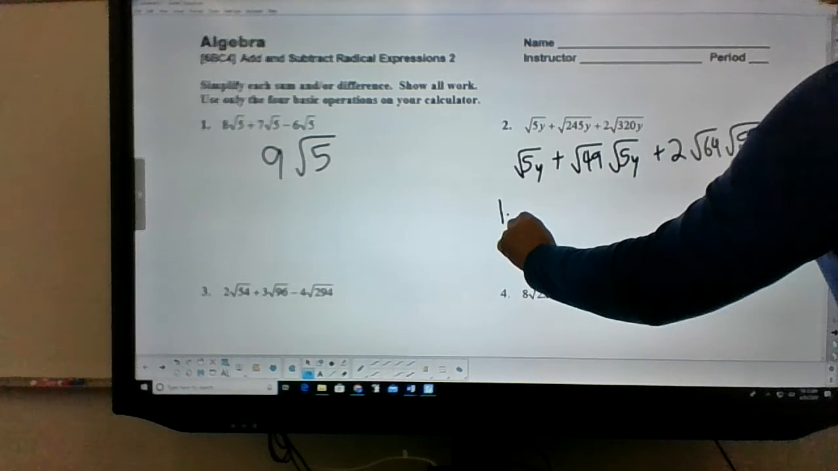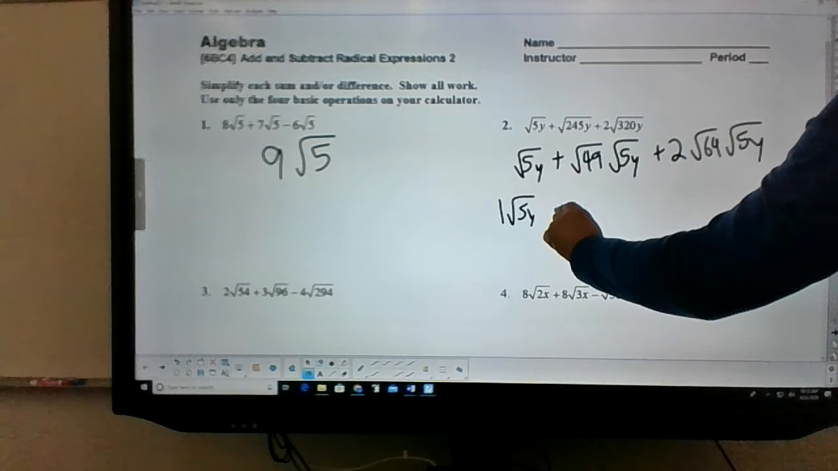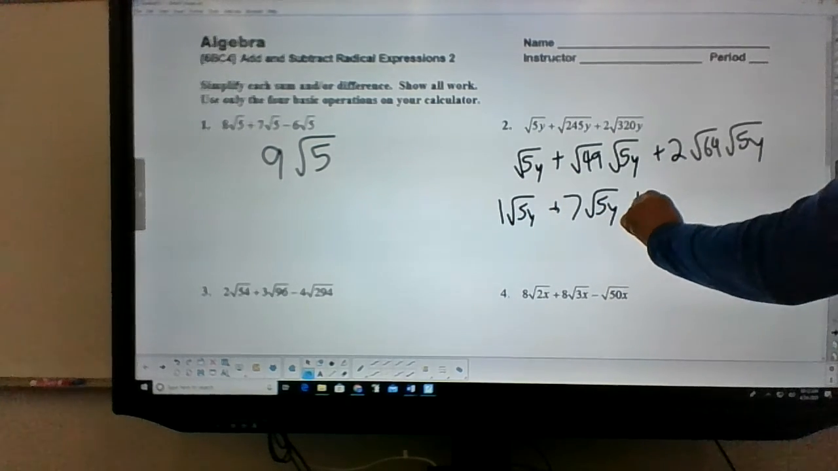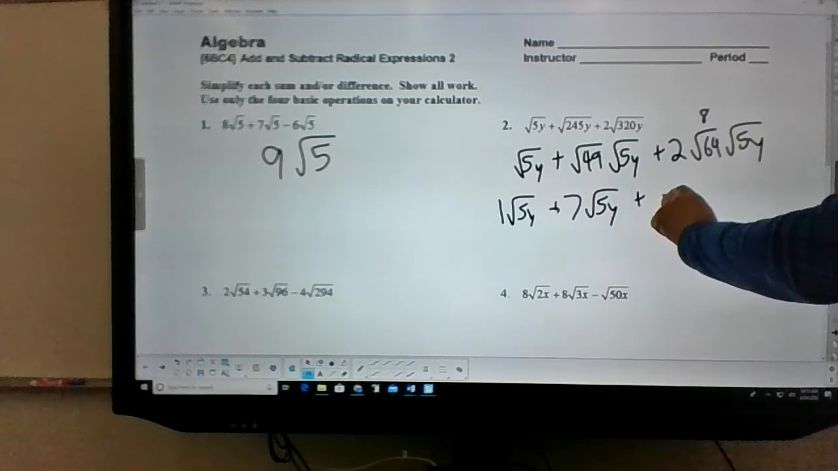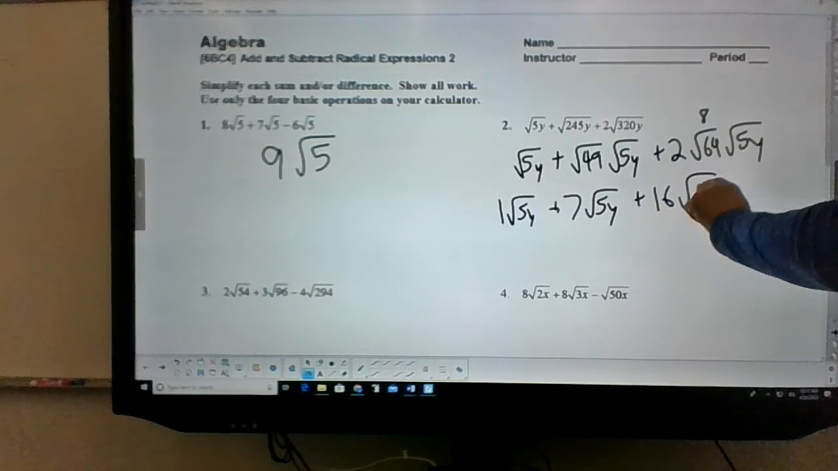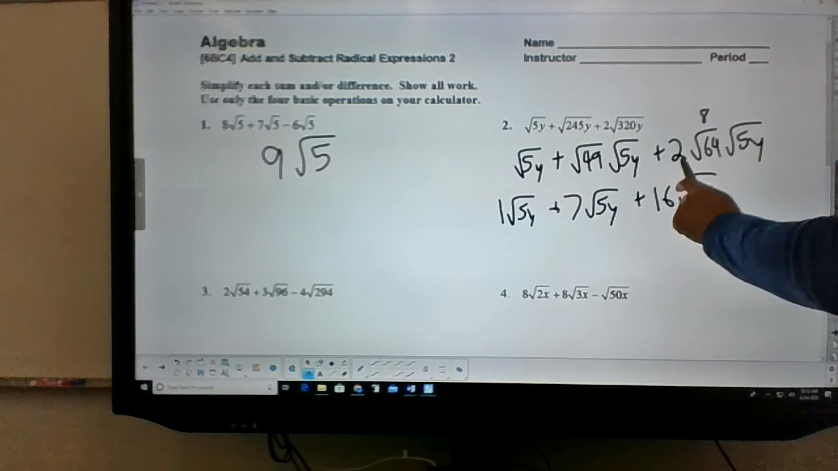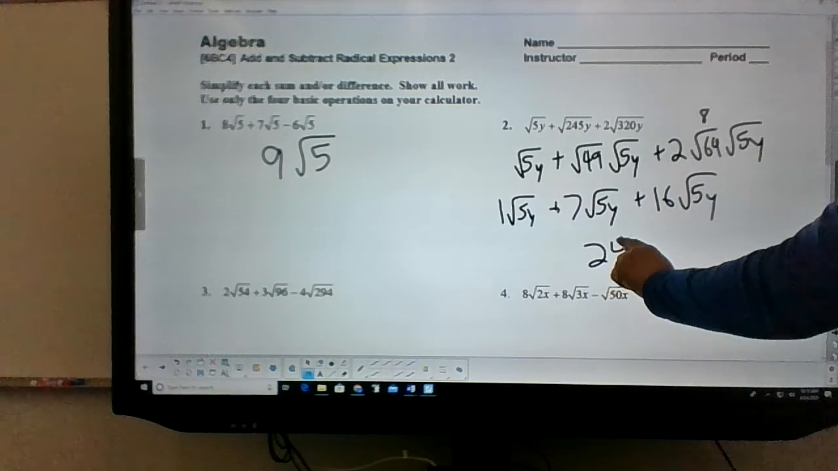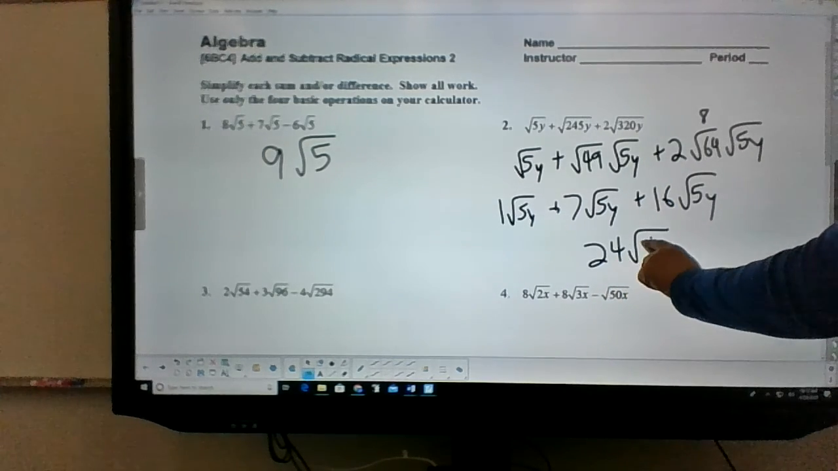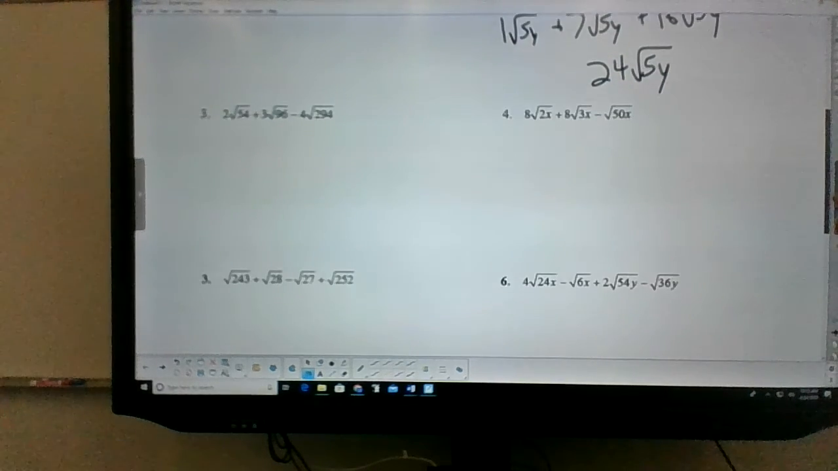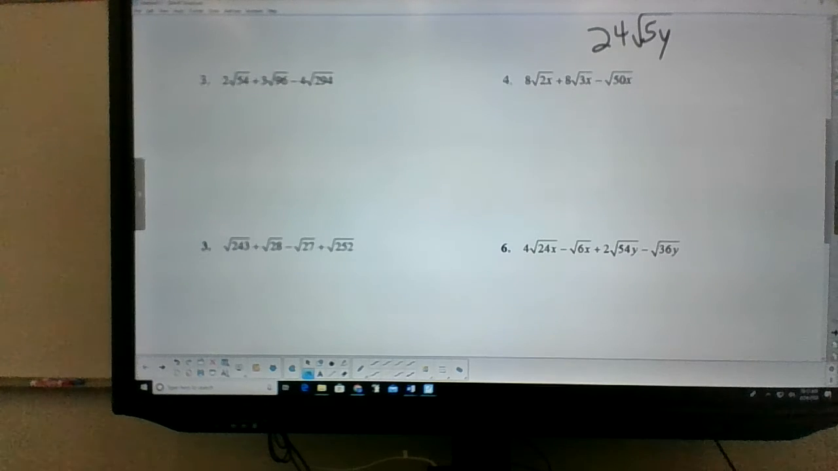So here I have 1 radical 5y plus 7 radical 5y plus, this is 8, so 2 times 8 is 16 radical 5y. So I'm going 1 plus 7 is 8, plus 16 is 24 radical 5y. That's kind of a cool problem. So let's move down here. We'll do another one with x's.